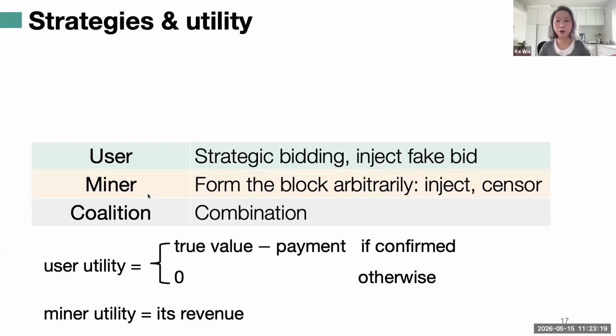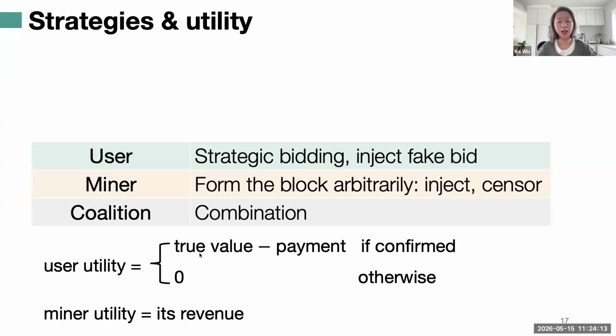And in fact, because blockchain is an open system, users can also inject fake bids. Okay, not just the miners, users can also do this. Now, the miner can actually just form the block arbitrarily because I control my block. I'm the creator. I decide what goes into my block. And specifically, this miner can inject fake bids, as we saw in the second price auction example. It can also censor honest users' bids. I can pretend that I did not see some honest user's bid, and I can just decide what transactions go into my block. And a coalition strategy is just a combination of user strategy and miner strategy. As a coalition, their strategy is just a combination of each coalition member's strategy.